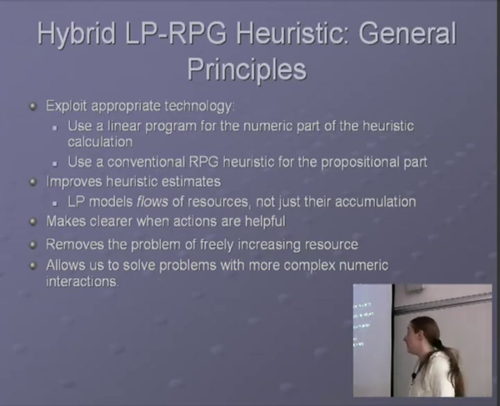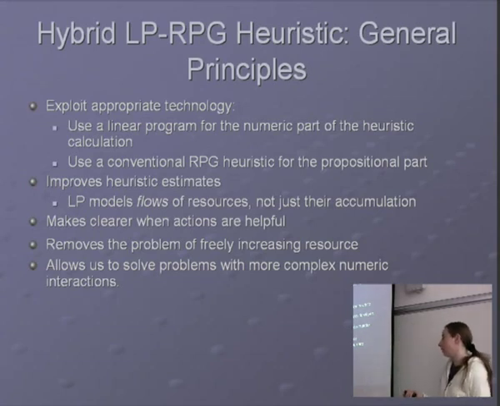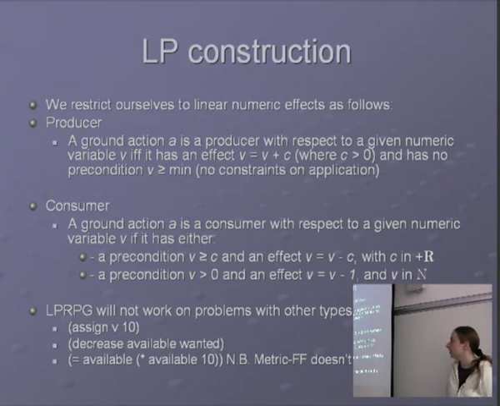And the reason that the LP works is it models flows of resources. So from one type to another, if you remember this cyclical resource transfer, it knows if you've unloaded something from a truck, it then goes to being at the location. And you don't have this, it's both in the truck and at the location now. And also, as we'll see, it deals with this problem of helpful action distortion and the problem of freely increasing resources. And this allows us to solve problems with numeric structure that FF just tends to die solving. So that's very useful.